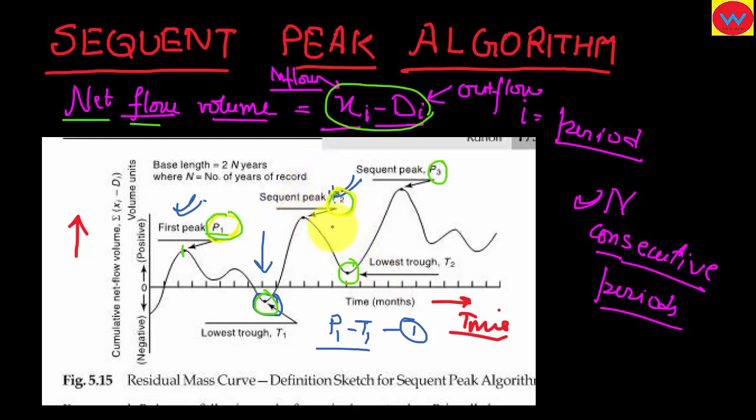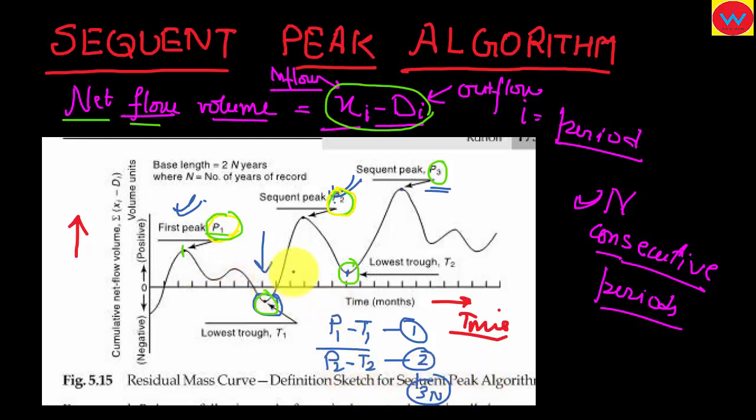Now come to the second step. In this, we start with P2, the second sequent peak, and look for P3. Now we have found two peaks, and in between them you have to locate your lowest trough, that is T2. After you have found T2, your next step is to subtract P2 minus T2. This is your second step. Likewise, you have to do all n steps for whatever values you are calculating.